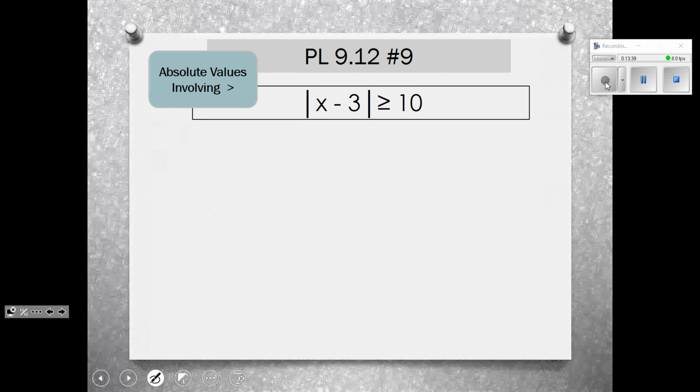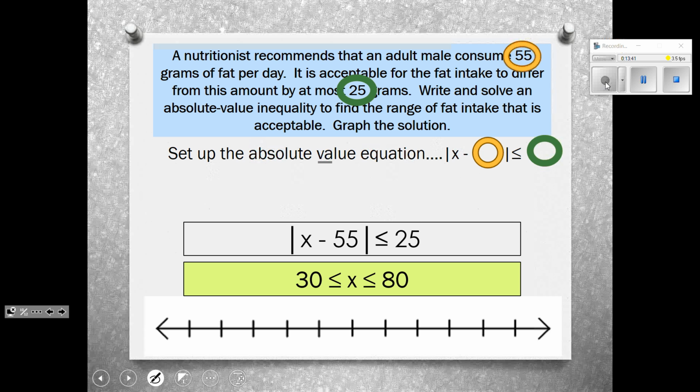This is not an example on your paper. So I hope that helps you with solving absolute value inequalities. Remember, less than, you form a nest. You can write that as one equation if you want to. Or, more is or. You're going to have 2 separate equations, and the arrows are going to be like oars on a boat and go out.